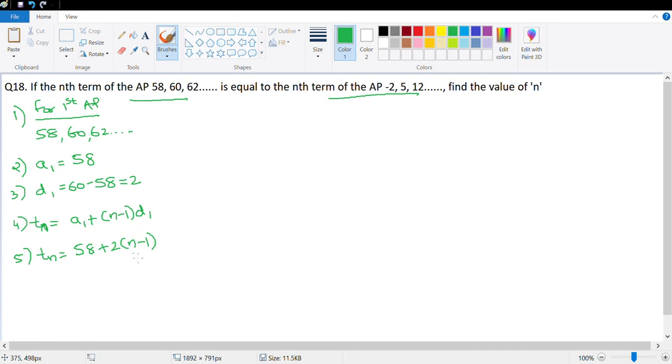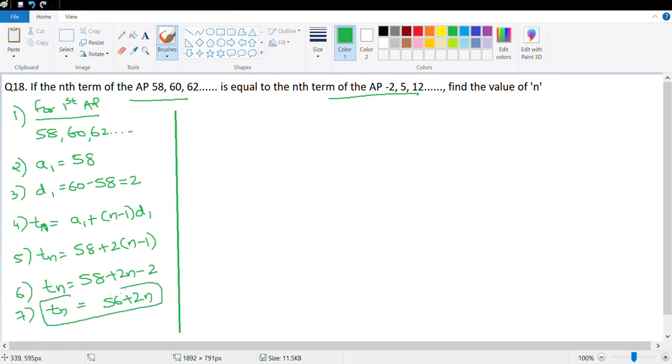Right, that's correct. Now let's look at the second AP. Let me open the bracket, because we'll have to open it eventually. So Tn is equal to 58 plus 2n minus 2. So this is 58 minus 2, that's 56 plus 2n. That's for our first AP.